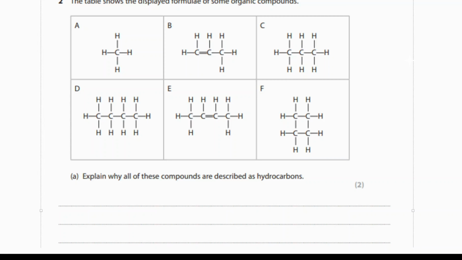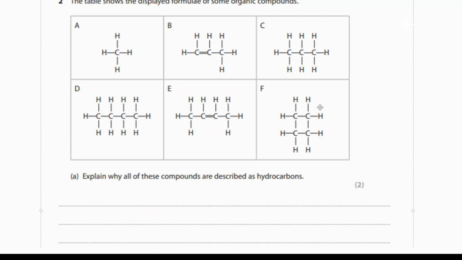I'm extremely sorry. I have already shared. Okay, here's the question. So why are these known as, is it visible now?